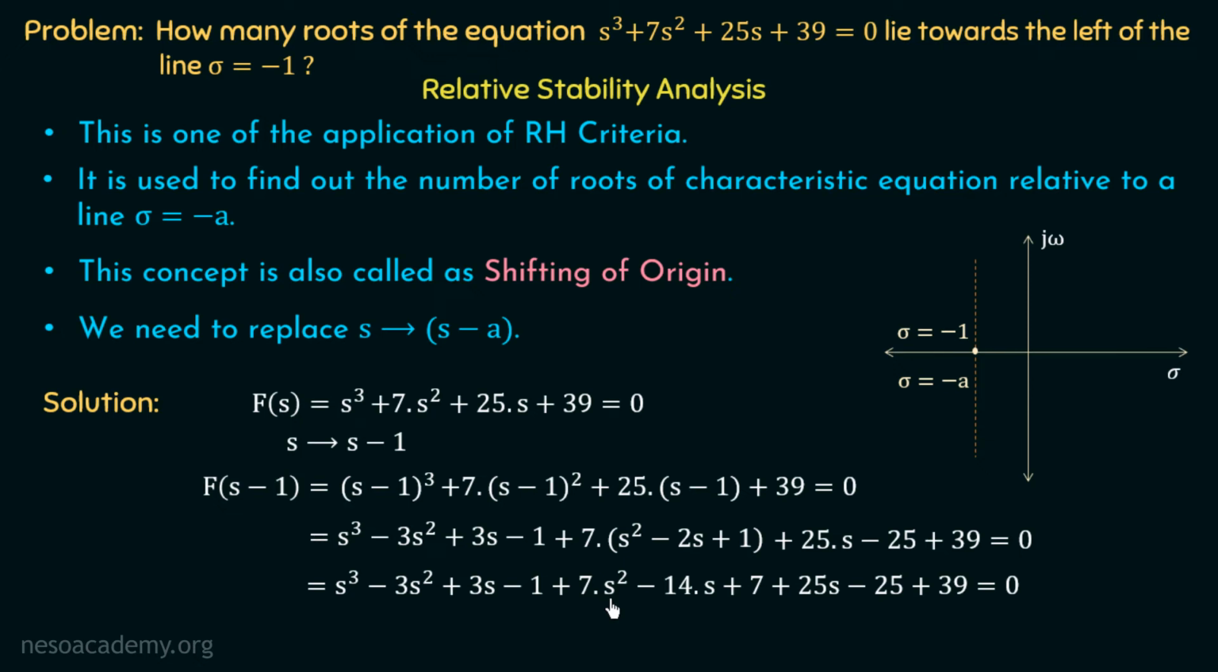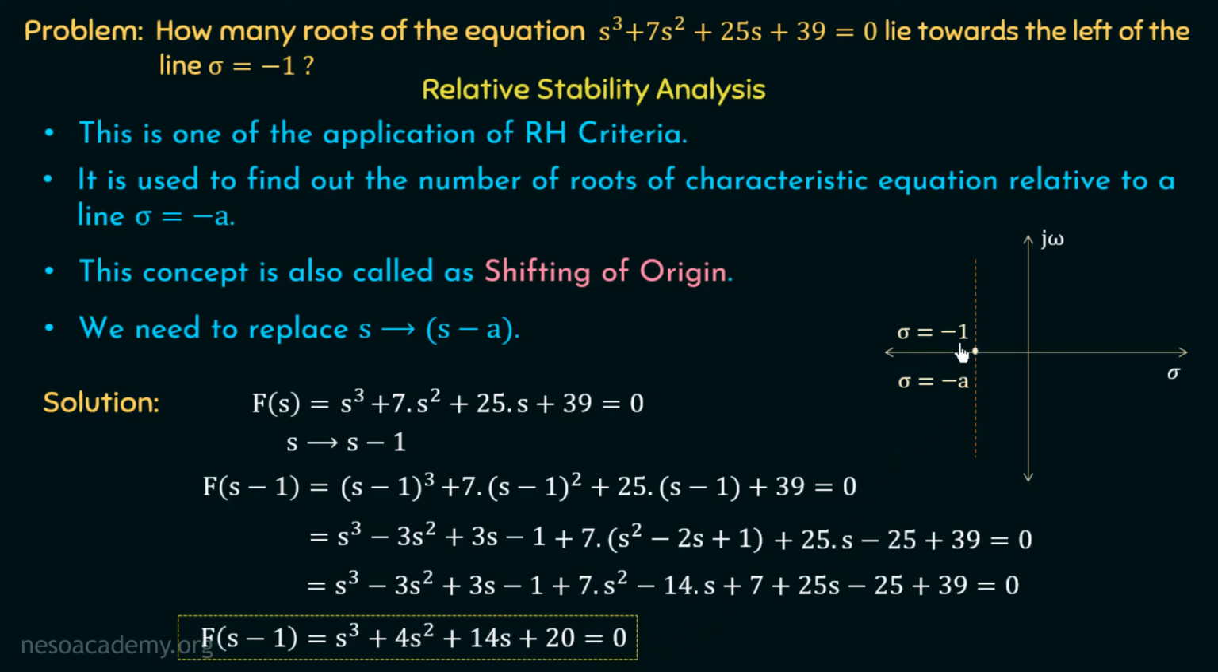Now if we observe, we are having three different terms of s power 1: 3s, minus 14s and 25s. If we solve this, we will have plus 14s. And if we observe the constant terms, we have minus 1, plus 7, minus 25 and plus 39. So now if we simplify this equation, we will have f of s minus 1 equal to s cube plus 4s squared plus 14s plus 20 equal to 0. And this is the modified characteristic equation we will use in order to find out the number of roots relative to this line sigma equal to minus 1.